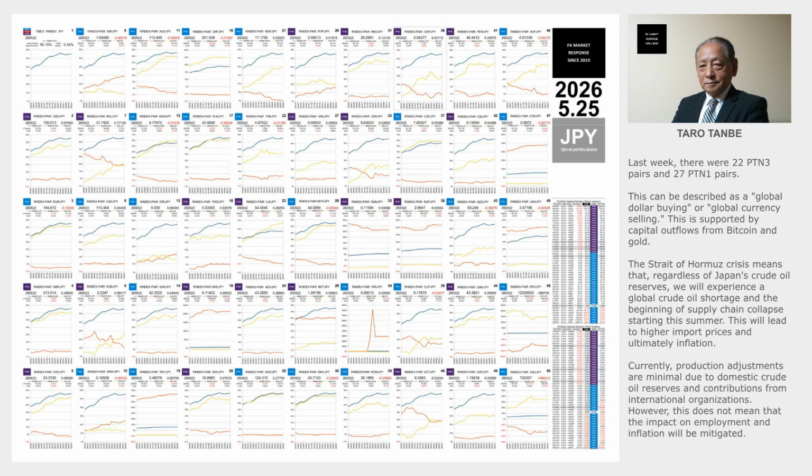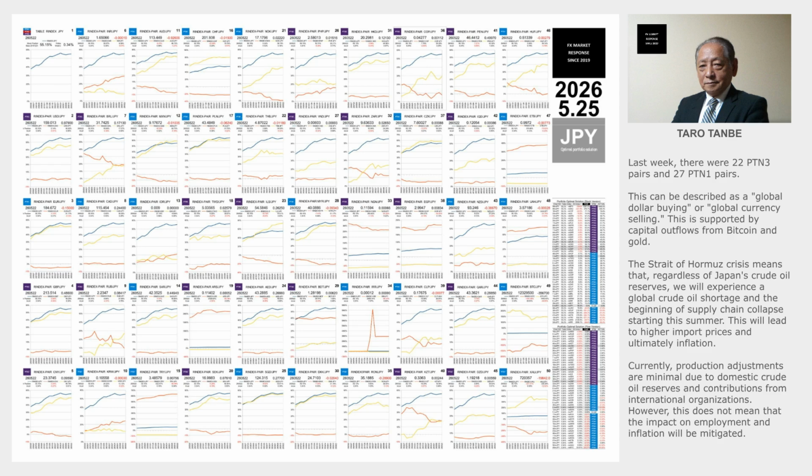This can be described as a, quote, global dollar buying or, quote, global currency selling. This is supported by capital outflows from Bitcoin and gold. The Strait of Hormuz crisis means that, regardless of Japan's crude oil reserves, we will experience a global crude oil shortage and the beginning of supply chain collapse starting this summer. This will lead to higher import prices and ultimately inflation.